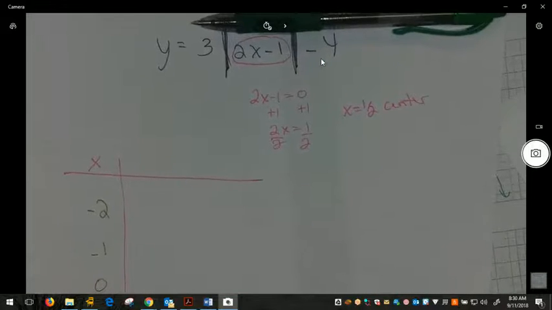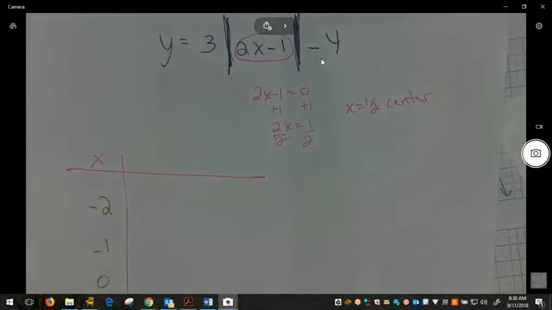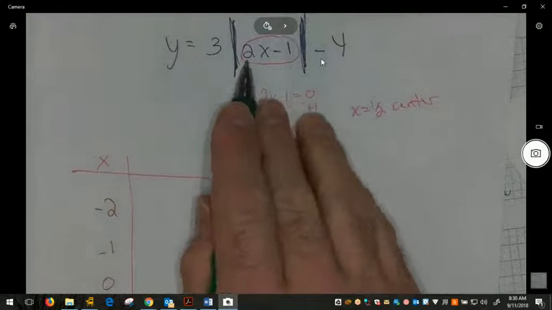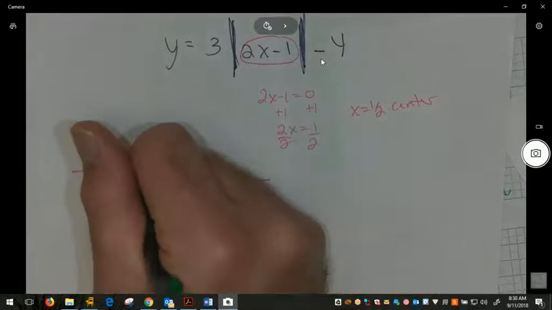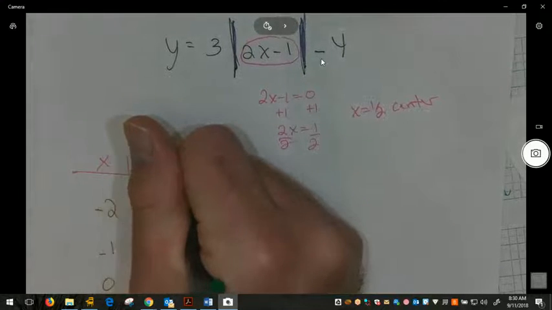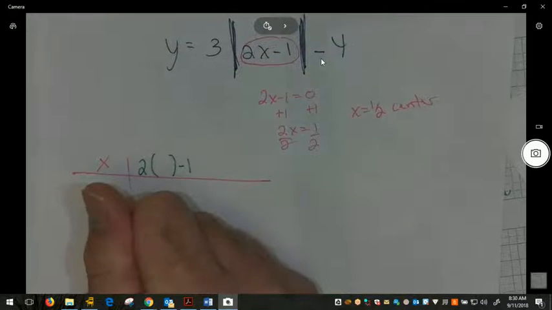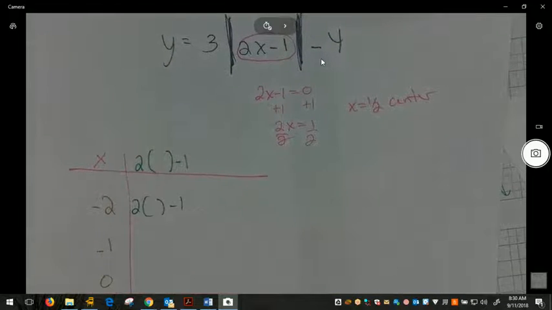The operations that I need to do first are the operations in the modulus. I have to do everything in the modulus first. In this modulus, we have 2 times x minus 1. So that's exactly what we're going to do: 2 times our number minus 1. And I'm going to do that for every single one of these.